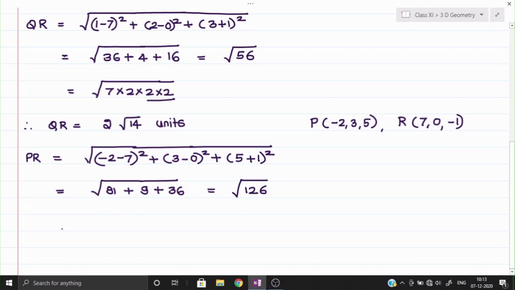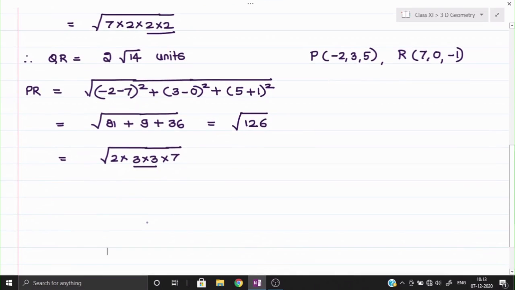Okay. And 126 if we factorize. So 126 if I divide by 2, the remainder is 63. So 7 9s are 63. So 2 into this will be 3 into 3 into 7. I think this will come, and one pair of 3 will be completed. So that we shall take outside. Sorry. PR is equal to 3 under root of 14 units. This will be the value.